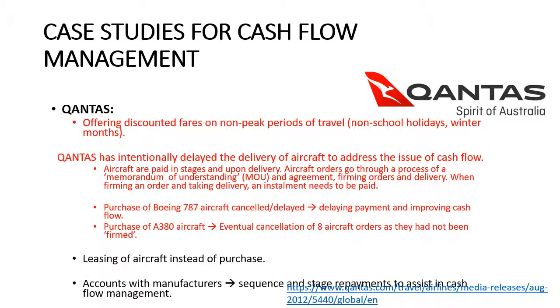Some case studies, we've got Qantas. In relation to cash flow, they offer discounts for non-peak periods, which increases money coming in. Okay, it's sales. It limits its expenses. So if they used to have aircraft that were due, it will delay payment to ensure that its cash flow position is healthy.